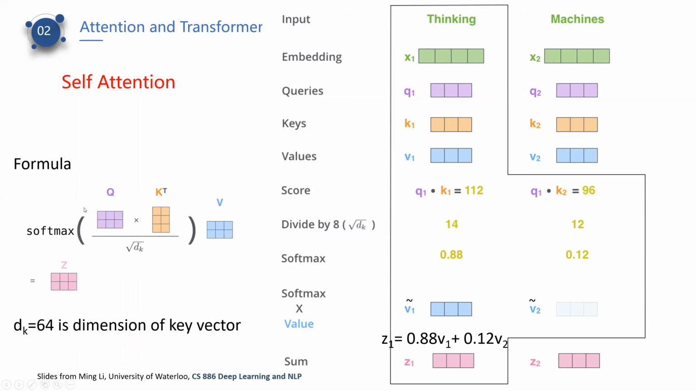Okay, so this is the formula. As we say, we have a query multiplied by K transpose, divided by the square root of dk, softmax, multiplied by value, and we get Z, the Z1, Z2. So it's very nice.